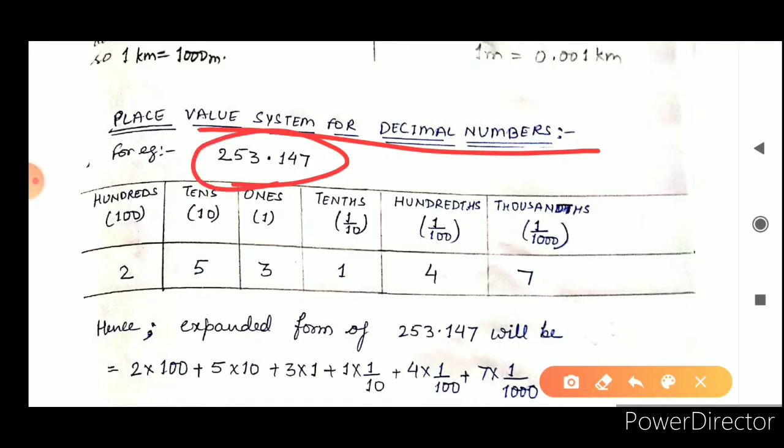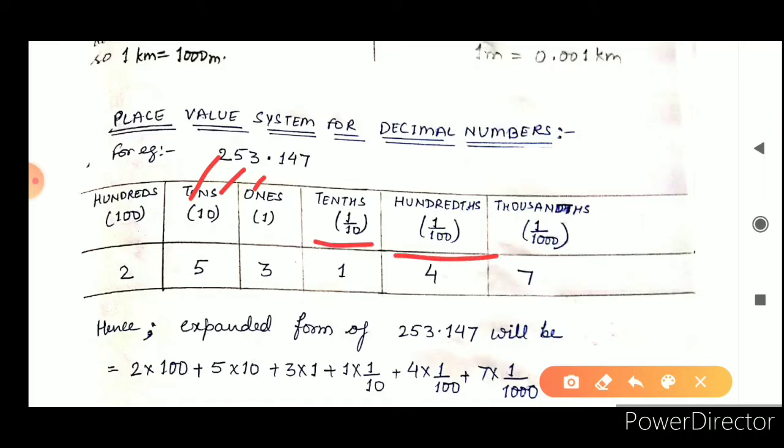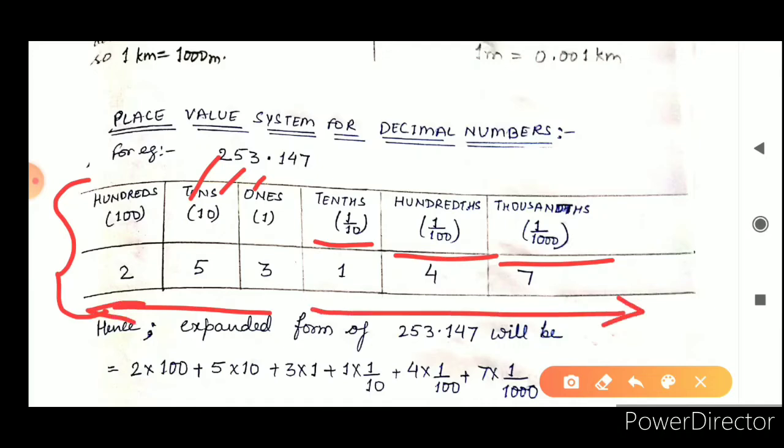Now on the left side of the decimal number, we know ones, tens, hundreds places are there, and on the right side it becomes tenth, hundredth, thousandth. Okay, so this is the place value table. I have shown all these things. Left side means ones, tens, hundreds. On the right side of the decimal, tenth, hundredth and thousandth.